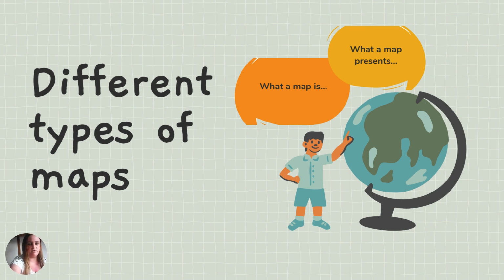Are different types of maps. What is a map and what a map represents? Sorry. That is a little bit of a mistake on the slides, but in this section we're obviously going to look at our different types of maps, and we get two. Pretty simple.